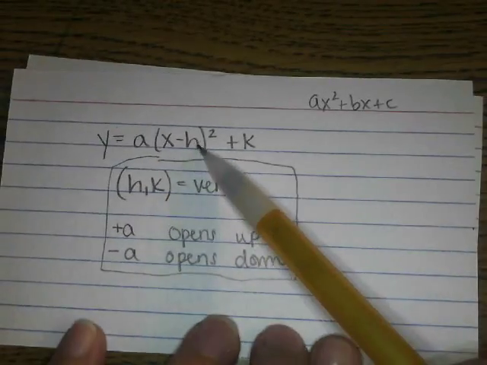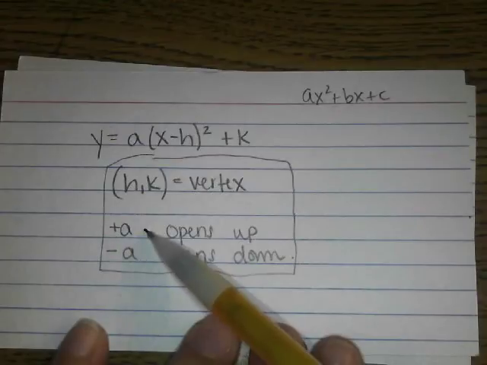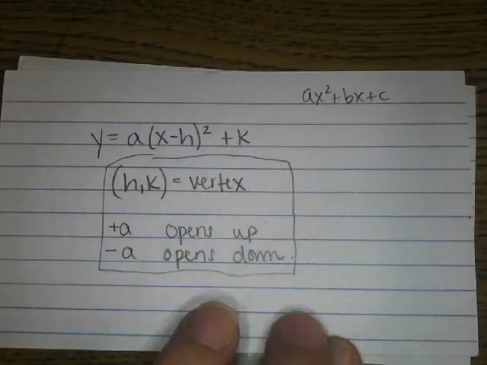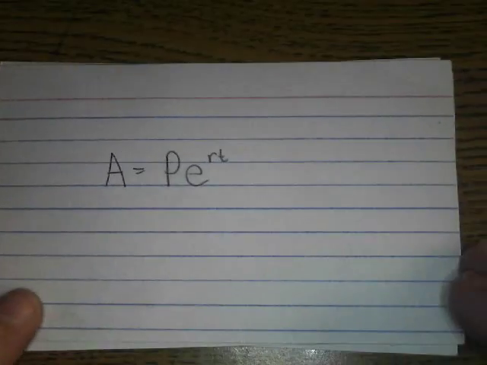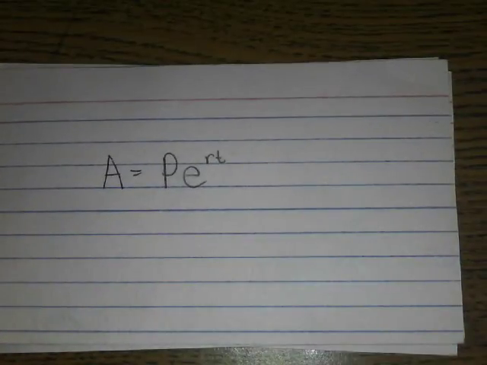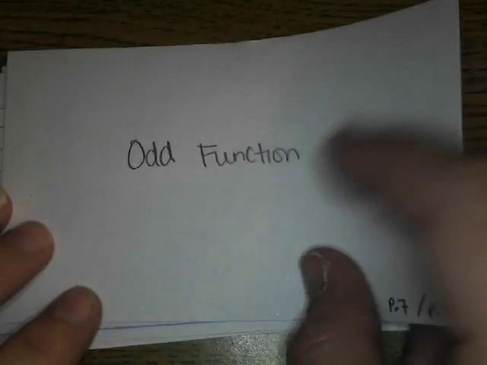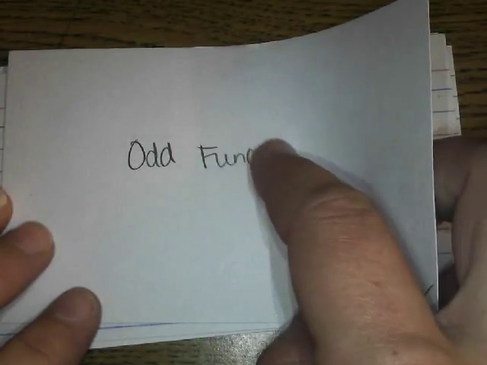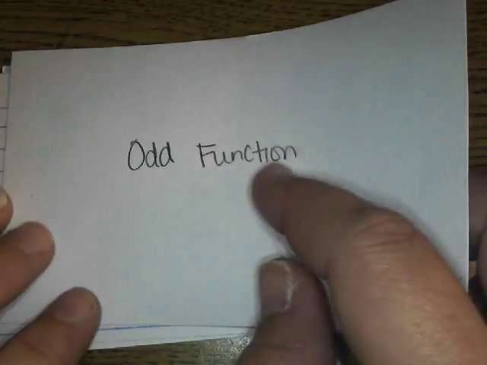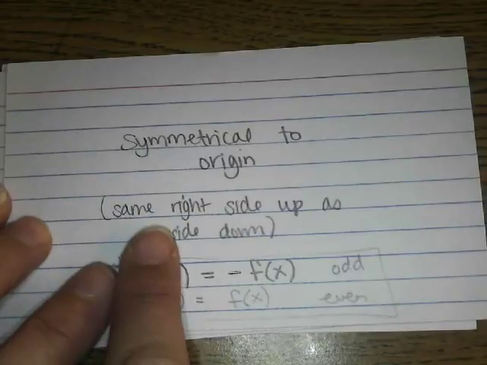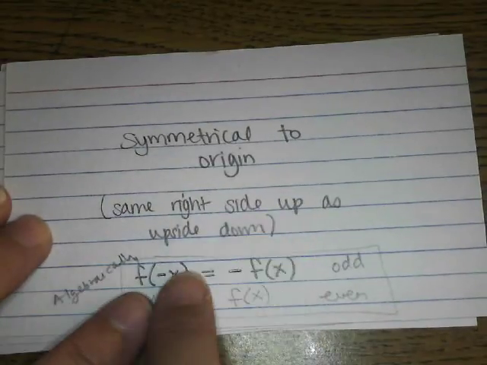What's the continuous exponential change formula? PERT. A equals P times e to the rt power. Odd function. Symmetrical to the origin, not an odd degree. Odd degree is just polynomial stuff. That's the end behavior stuff. Odd function means it's symmetrical to the origin. If you also wrote that it looks the same right side up as upside down, I'll take it. If you also wrote this algebraic piece, that when you plug in negative x, you get the opposite of the original, that's fine for odd as well.